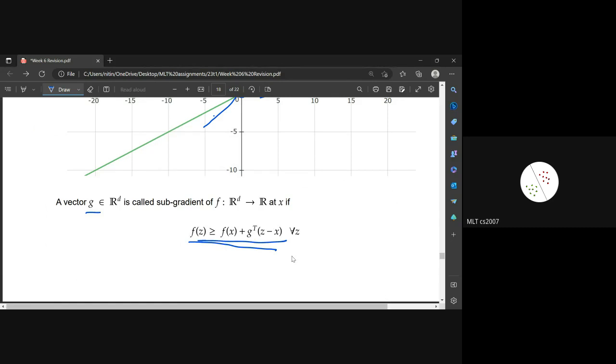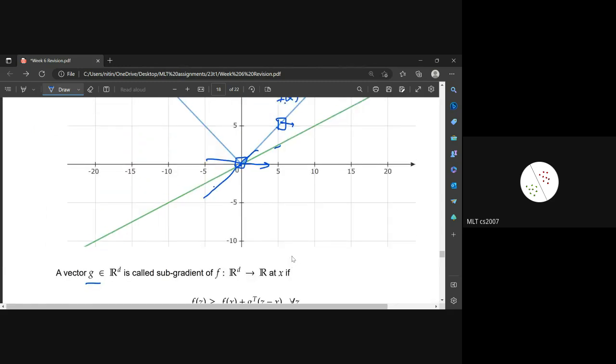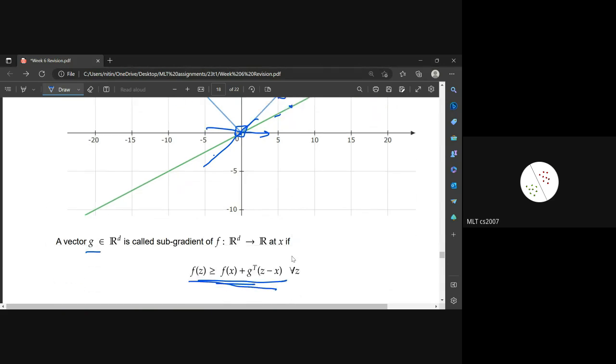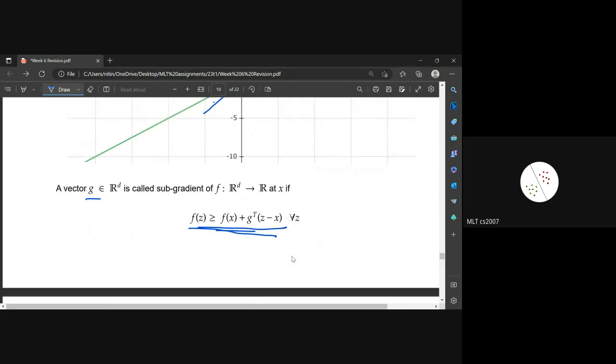So this equation says that you take any point, and your function value is going to be more than the linear approximation at that point. Generally, this vector is nothing but the slope.